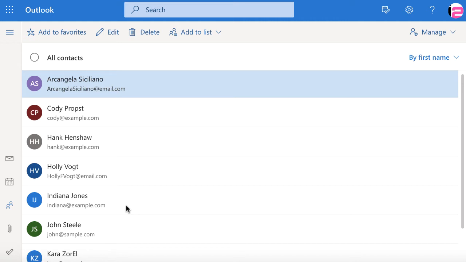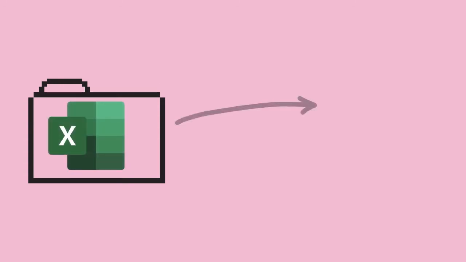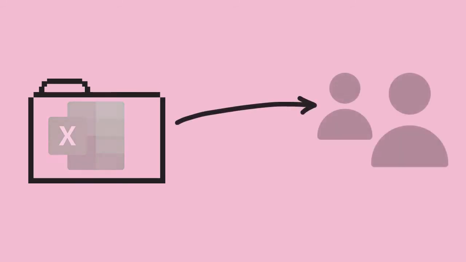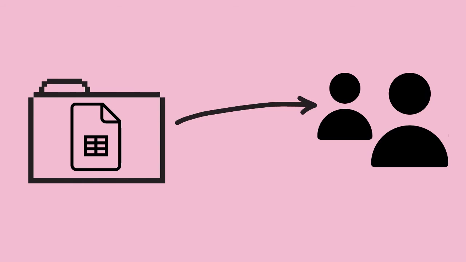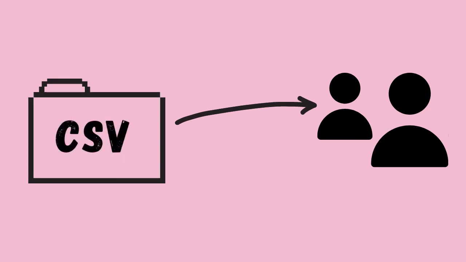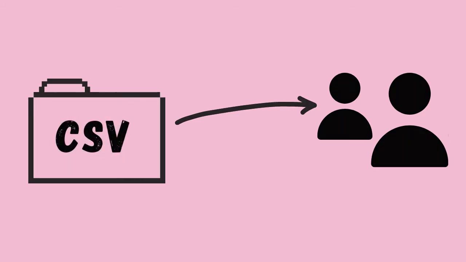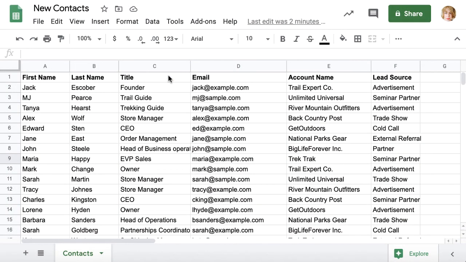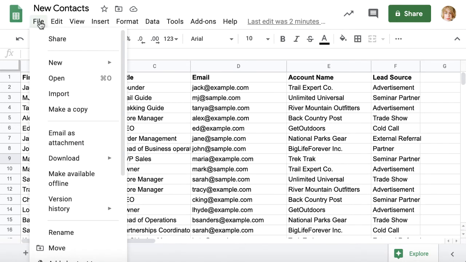Another cool thing you can do to import contacts into Outlook with Import2 Wizard is to import from a file. Let's say you gathered contacts in an Excel spreadsheet, Google Sheets, or downloaded them from another address book in a CSV. I opened my contacts in Google Sheets. Download it as a CSV to import into Outlook.